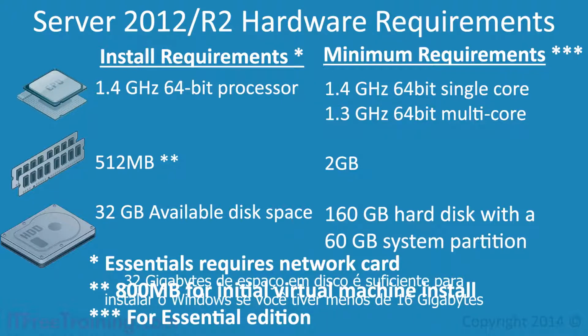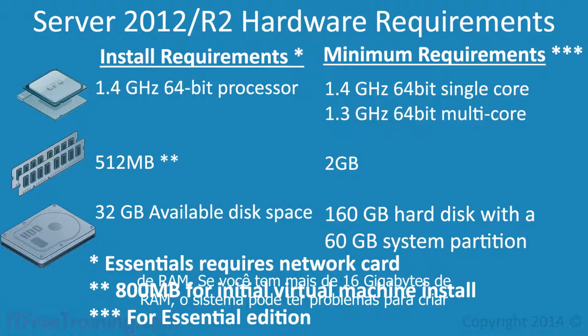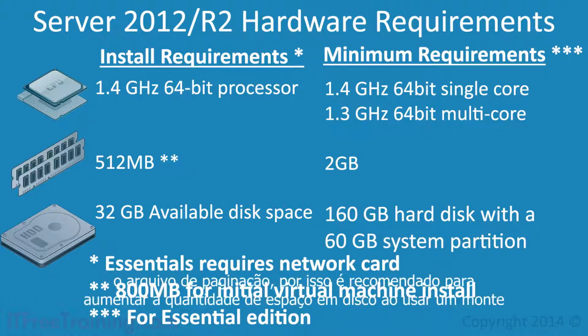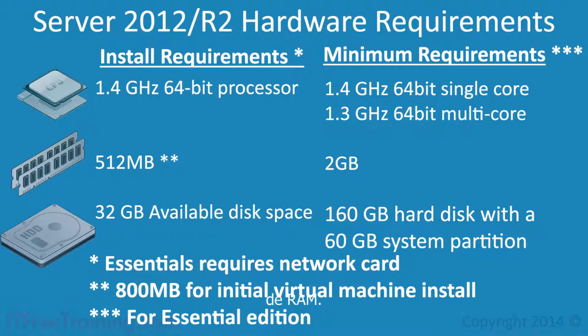32 gigabytes of drive space is enough to install Windows if you have less than 16 gigabytes of RAM. If you have more than 16 gigabytes of RAM, the system may have problems creating the paging file, so it is recommended to increase the amount of drive space when using a lot of RAM.